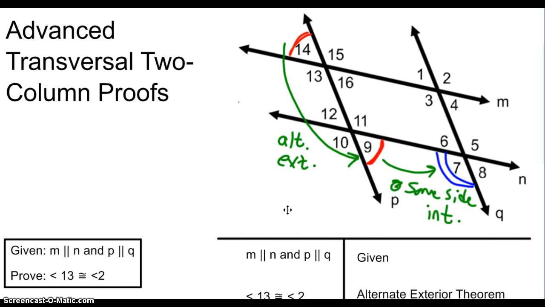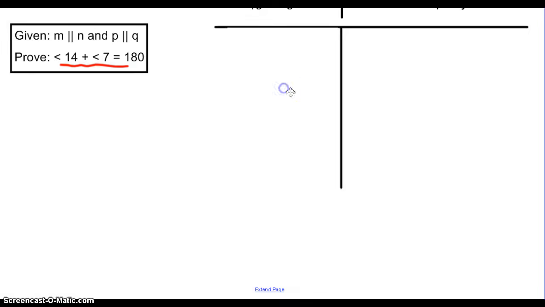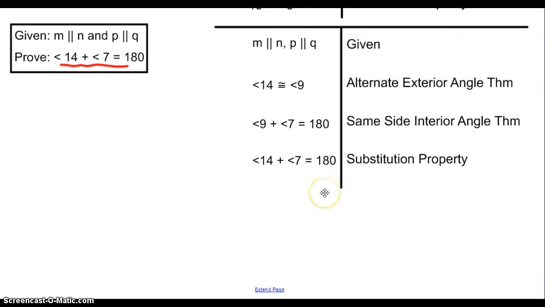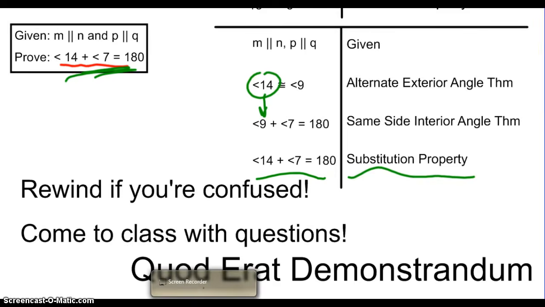And again, if you don't see the alternate exterior and the same side interior, make sure you're turning your paper and covering things up until you are able to see those relationships. All right, so here are my statements and reasons from above. Remember, to get what we're trying to prove at the very end, we had to substitute 14 in for 9 and use the substitution property. QED.